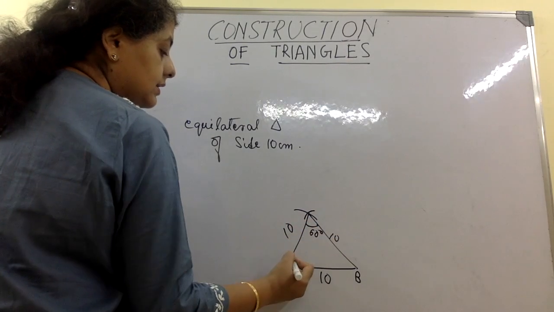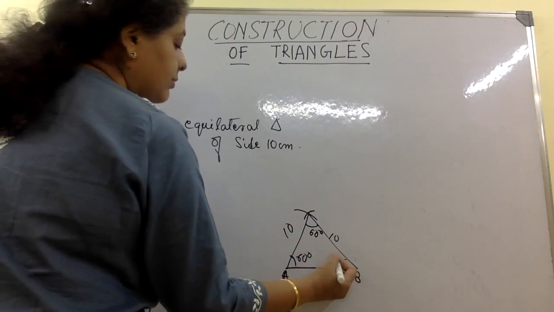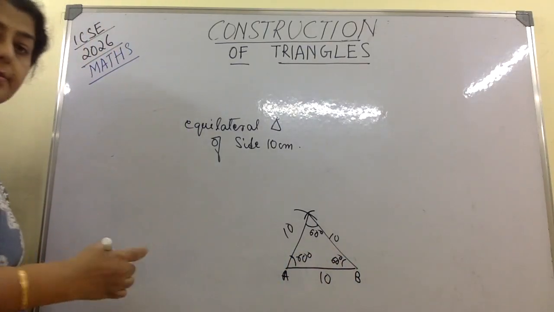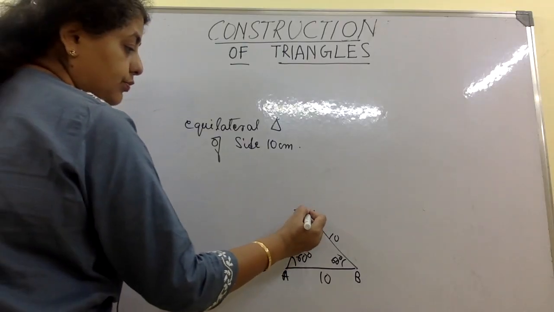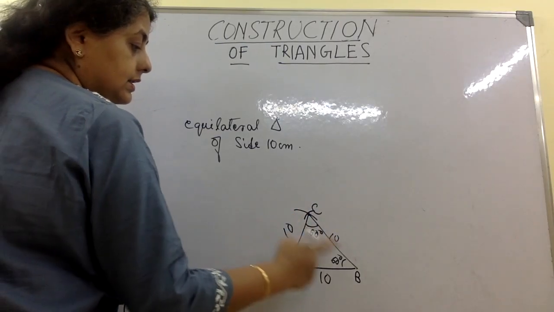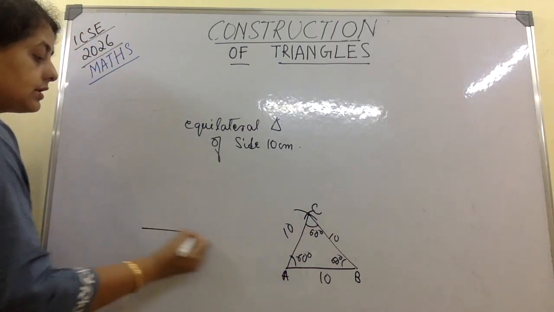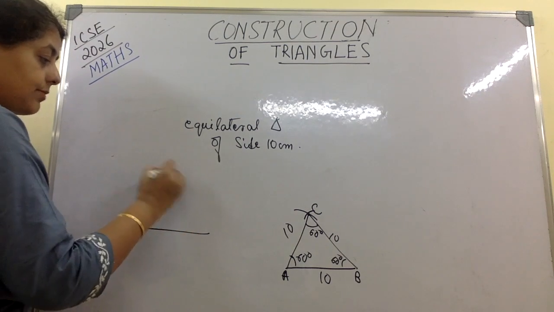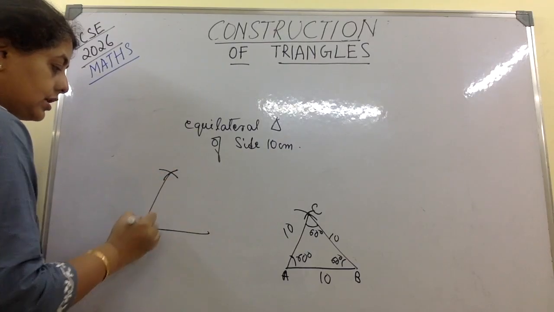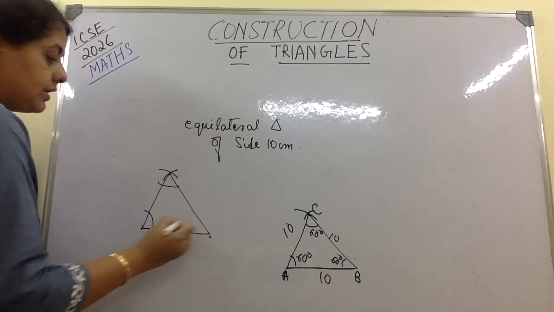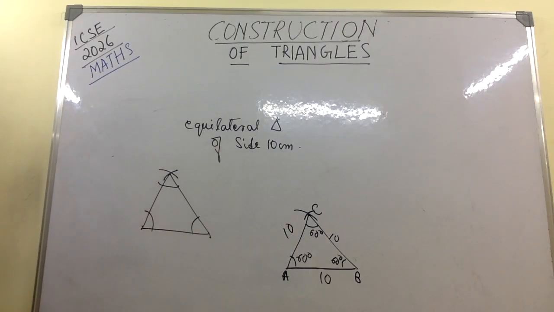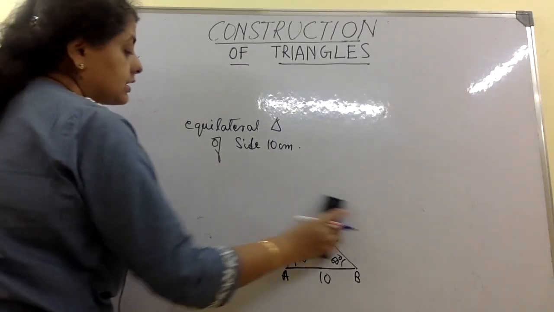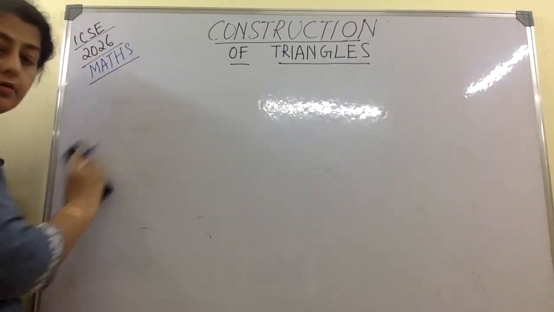Automatically all these angles will become 60 degree. Join them with the help of a scale. Join this point C to A and C to B. So very simple, straight line of the side length, arc of the same length, arc of the same length, join, and you automatically get an equilateral triangle. Okay, so that was an equilateral triangle which is very often asked.